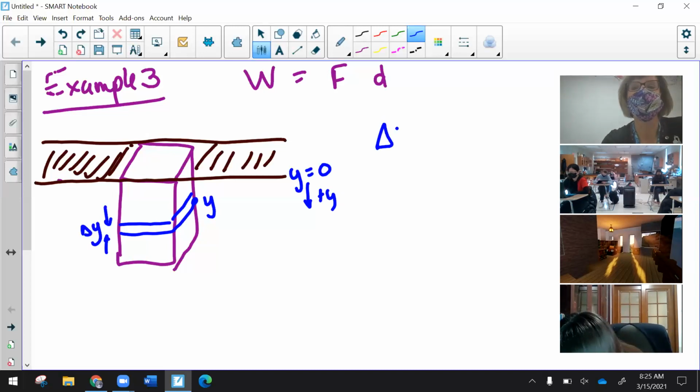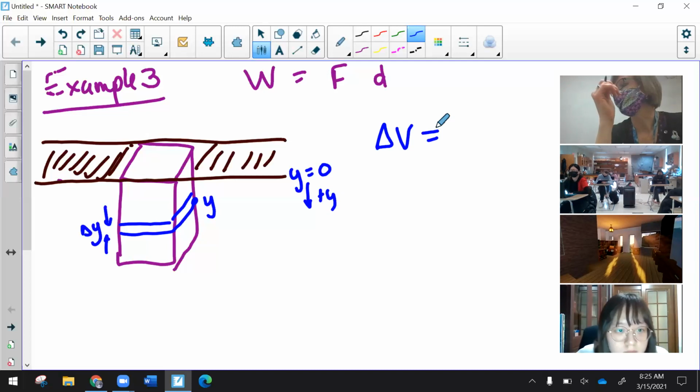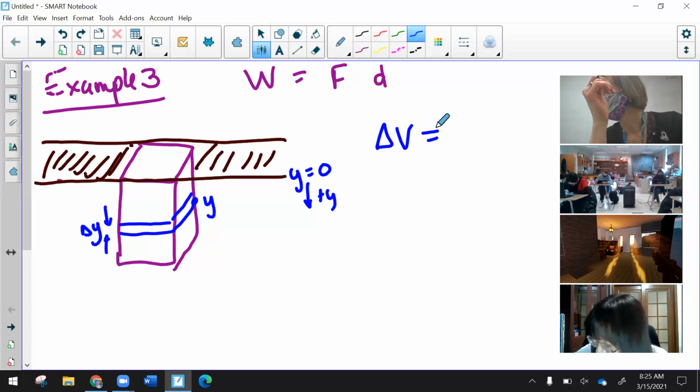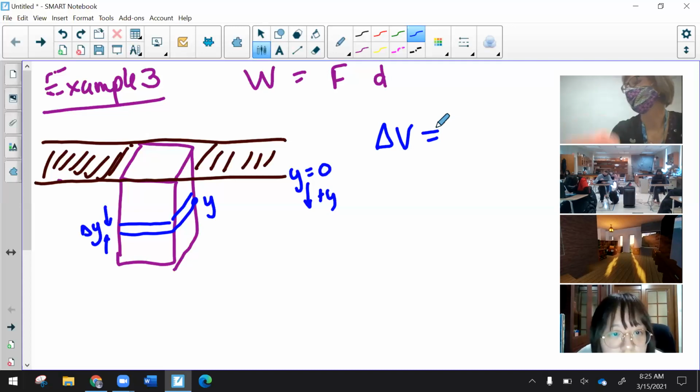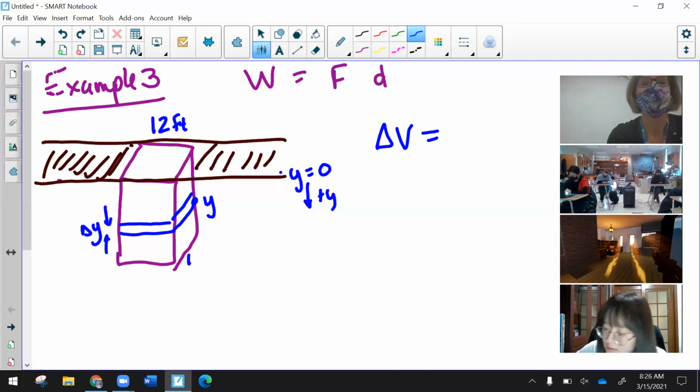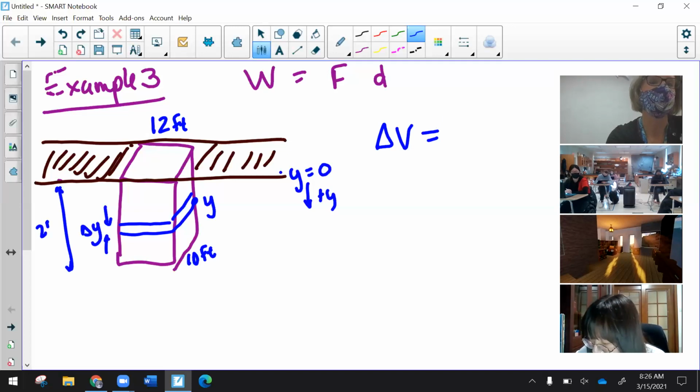So the volume of my slab, what shape is the slab? It's a rectangle. Yeah, it's a rectangular solid, okay? Because what are my dimensions here? So this dimension is 12 feet. This dimension is 10 feet, and the whole height of the tank is 20 feet.